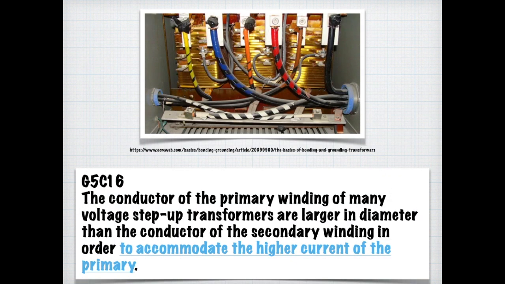In this photo, you can see a transformer, and you can see the larger wires, which are connected to the primary winding as compared to the smaller wires connecting to the output. For the exam, you need to know that the conductor of a primary winding of many voltage step-up transformers is larger in diameter than the conductor of the secondary windings in order to accommodate a higher current of the primary. So if you use Ohm's law, what you get in is what you get out as far as current. So you need a higher current on one end to get the higher voltage on the other end.